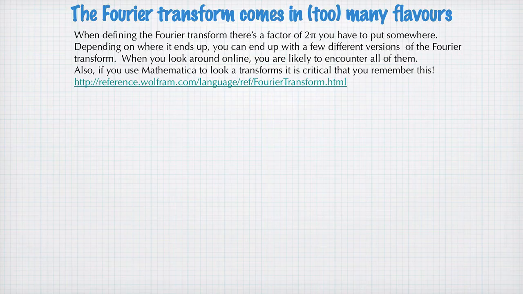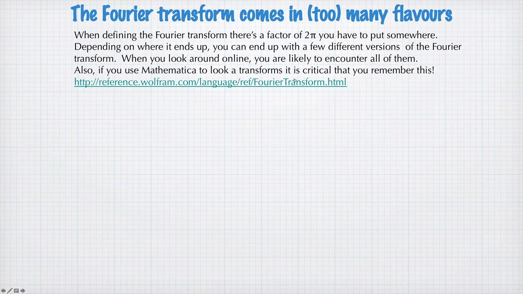This final short video is just a little bit of a warning about the way the Fourier transform is defined and the kinds of things you're likely to see if you're looking at other materials about the Fourier transform. The problem is there's a factor of 2 pi you've got to put somewhere when you're doing a Fourier transform, and depending on where it ends up, you can end up with quite a few different versions of the Fourier transform. And you'll see these when you look at other books and other materials online. You'll see the Fourier transform defined in different ways. It's all the same Fourier transform, it's just a bit of a technicality you've got to look out for.